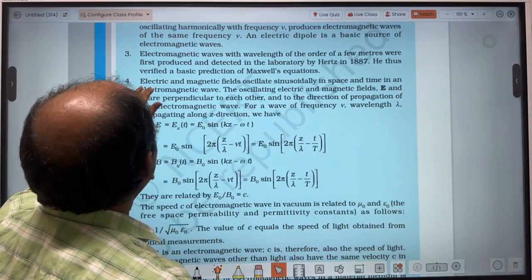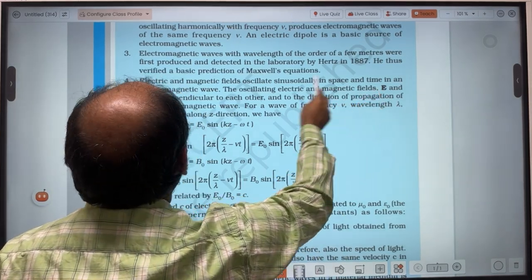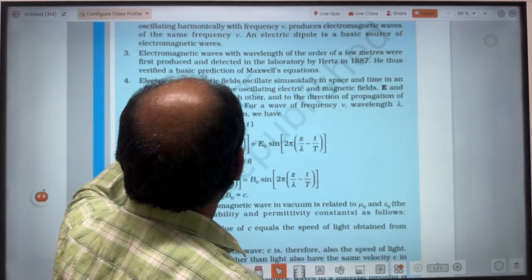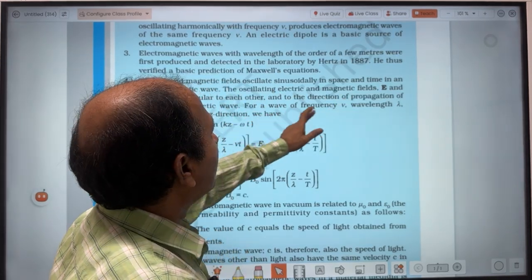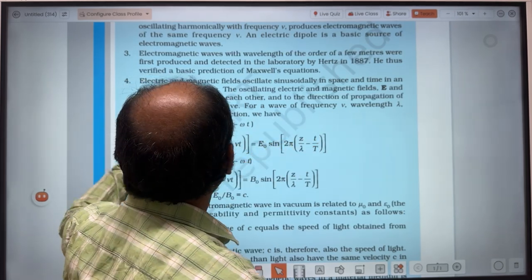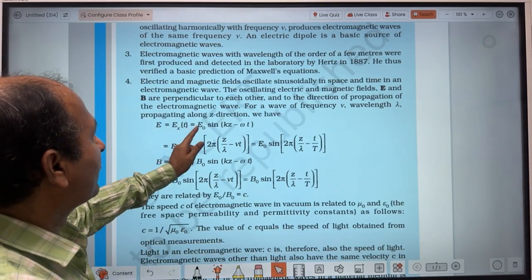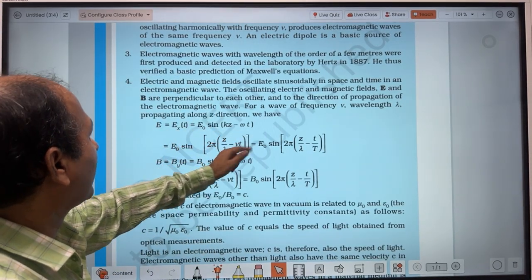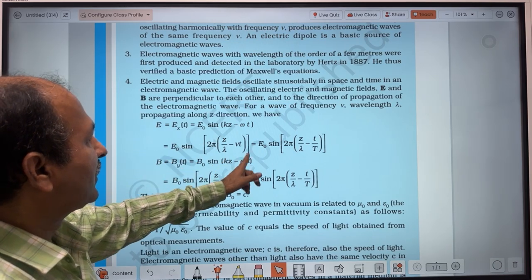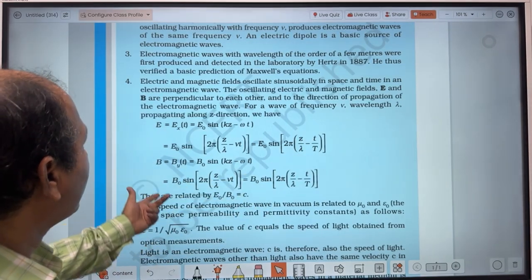Then comes the fourth point: electric and magnetic fields oscillate sinusoidally in space and time in an electromagnetic wave. The oscillating electric and magnetic fields E and B are perpendicular to each other and to the direction of propagation of the electromagnetic wave. For a wave of frequency nu, wavelength lambda, and propagating along the z direction, we have the equation E_x(z,t) given by E0 sin(kz minus omega t). We can further write E0 sin 2 pi (z upon lambda minus nu t), or E0 sin 2 pi (z upon lambda minus t upon capital T).